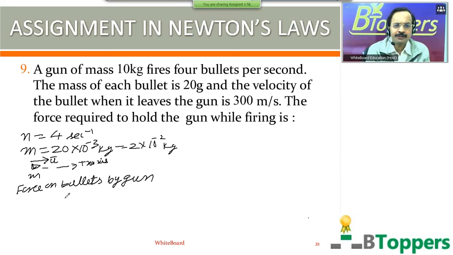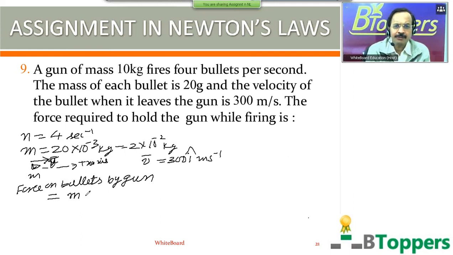This is called the time rate of change of linear momentum of the bullets. That is, the change in momentum of the bullets per second. That you can write: when one bullet is fired, v bar is the velocity with which it comes out. V bar is the velocity of each bullet when it leaves the gun, that is 300 i cap meter per second.